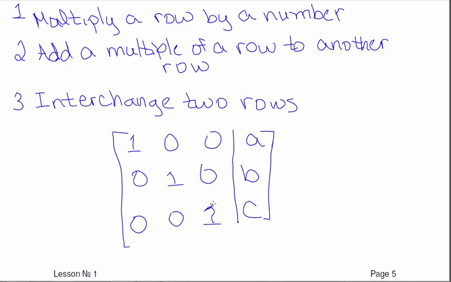So if I do this, I now have x1 plus 0 is equal to A. 0 plus x2 plus 0 is equal to B. And then 0 plus x3 is equal to C. So I have my solution, A, B, C. This is my ultimate goal during this process, is to turn the matrix into this.